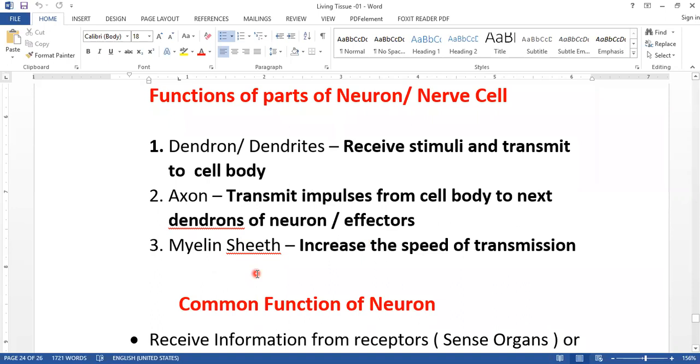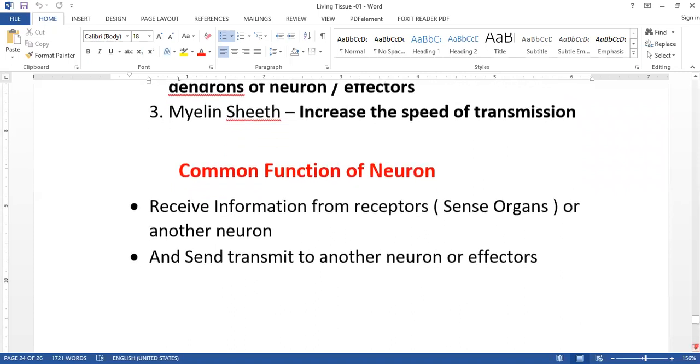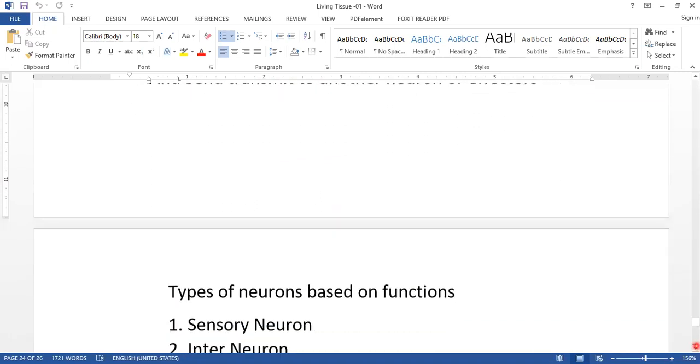Also the myelin sheath increases the speed of transmission, which means when the myelin sheath is present in a place, you can find high speed of transmission. Usually every nerve cell contains a myelin sheath. The myelin sheath is a lipid coat that surrounds the axon, right? So the myelin sheath increases the speed of transmission. And these are the common functions of neuron.